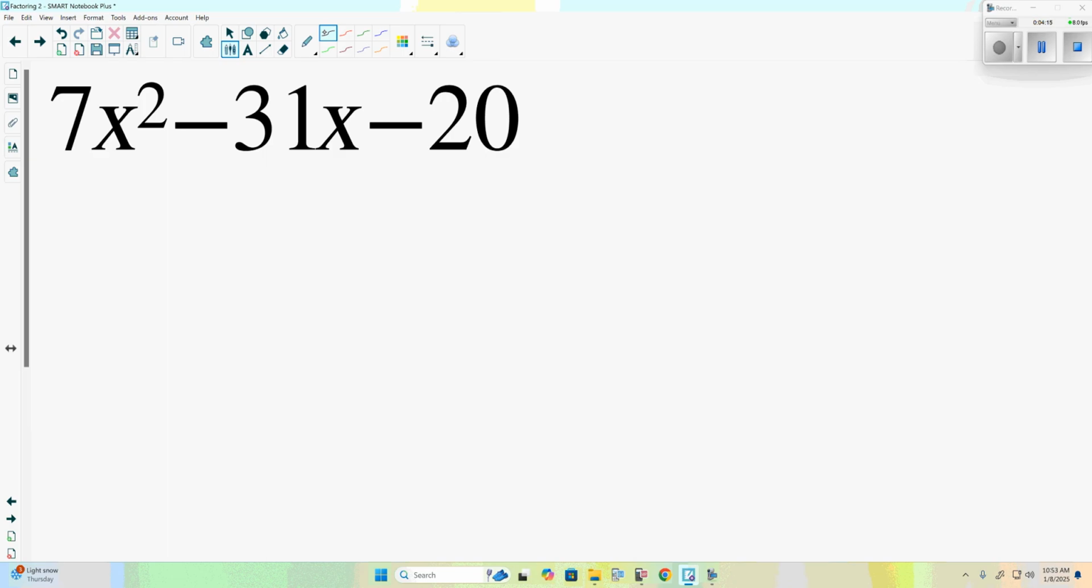All right, guys, what we're doing today is we're continuing on with factoring. Now, this one's a little bit different because we do have a term for A. Most of the ones we did yesterday, the number in front of x squared was 1. What we're going to be looking at today, most of those it's not going to be 1. So if we look at this one here, 7x squared minus 31x minus 20, is there a greatest common factor between these 3 terms? No.